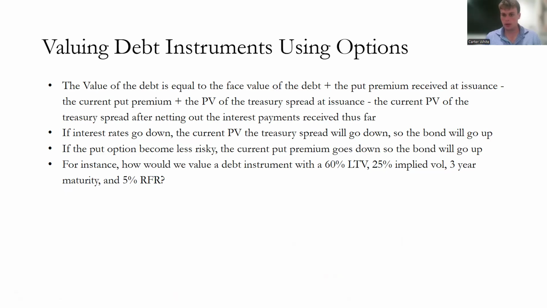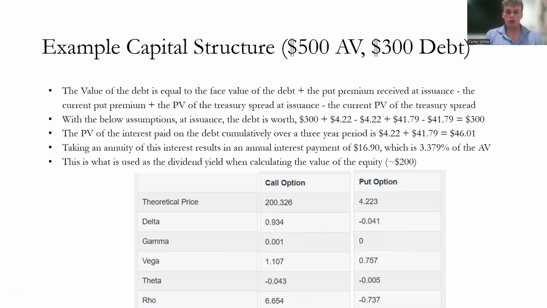For reference, that's around the average for the S&P, and a 3-year maturity, 5% risk-free rate. So you can see here at issuance, the put is worth $4.22, which is around a 50 bips credit spread. So not very risky, right? If the risk-free rate's 5%, this instrument is paying around 5.5%, which is not really that much at all.